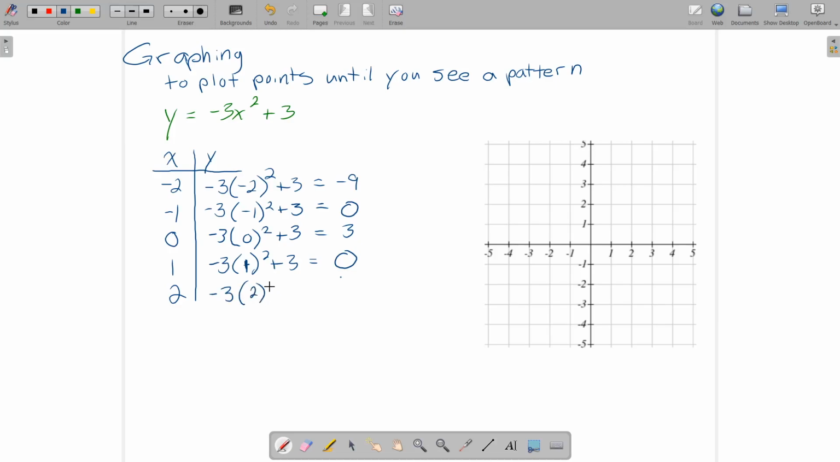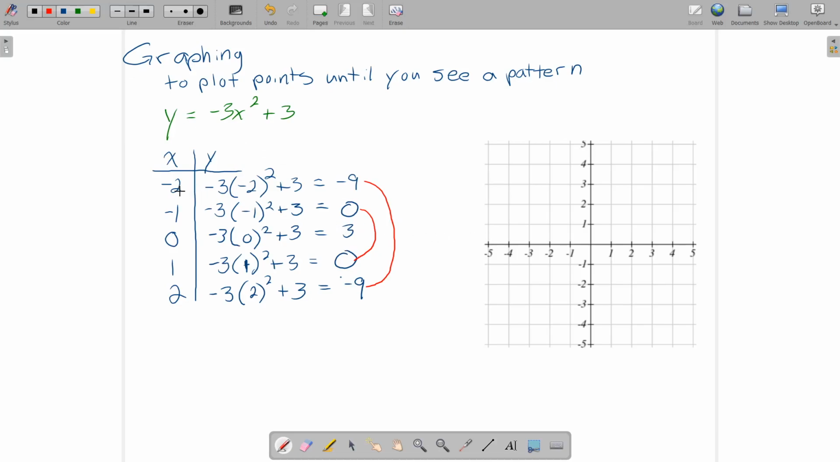Plug in 2. 2 squared is 4. 4 times negative 3 is negative 12. Negative 12 plus 3 is negative 9. So it is interesting that we have some points that mirror each other. Negative 2 and 2 have the same value. Negative 1 and 1 have the same y value, with that 0, 3 in the middle. So we'll plot those points now.